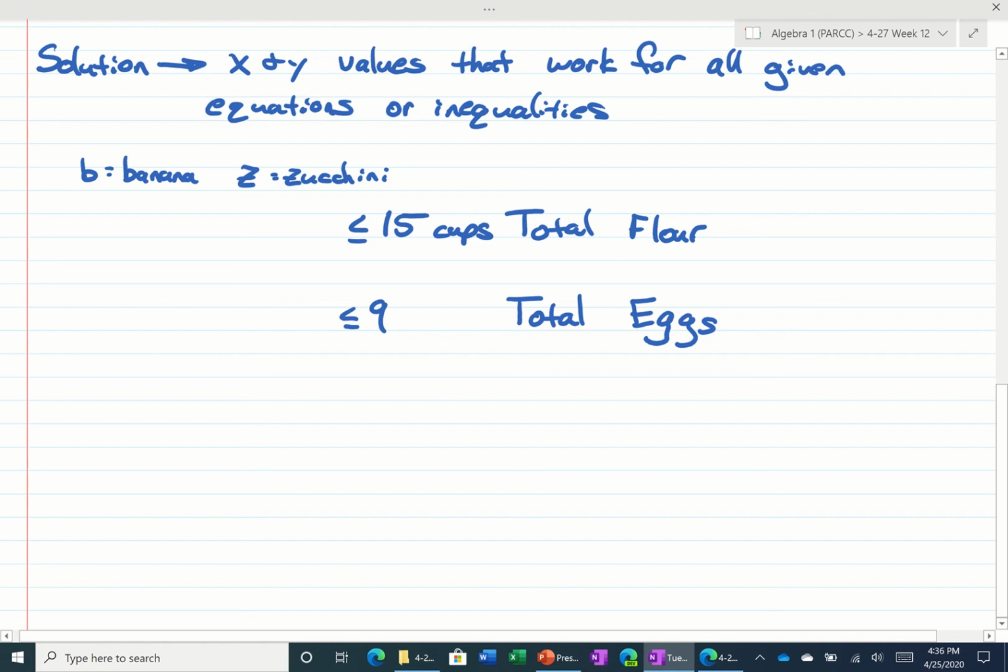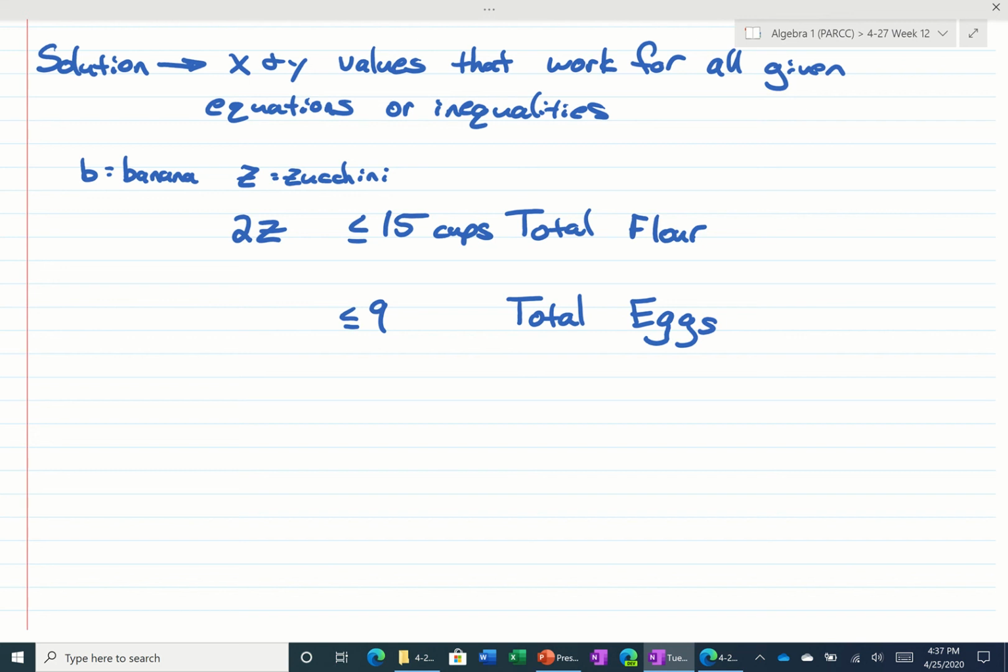Okay, so let's go through this here. Let's do the first one. Cups of flour. So I'm looking at the zucchini, and it says that for flour, it uses 2 for the zucchini. That's what the chart says. It's going to go on our flour inequality. Everything with flour goes there.